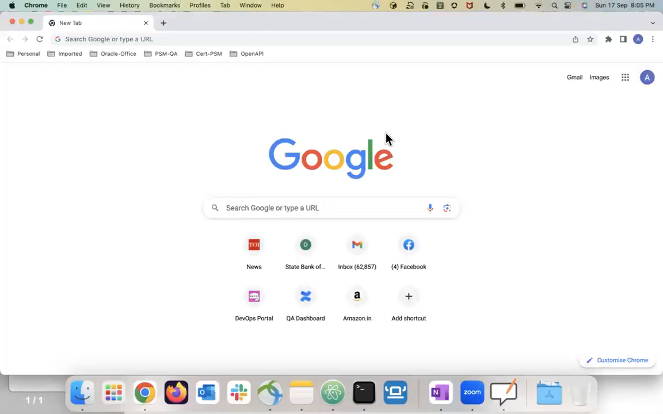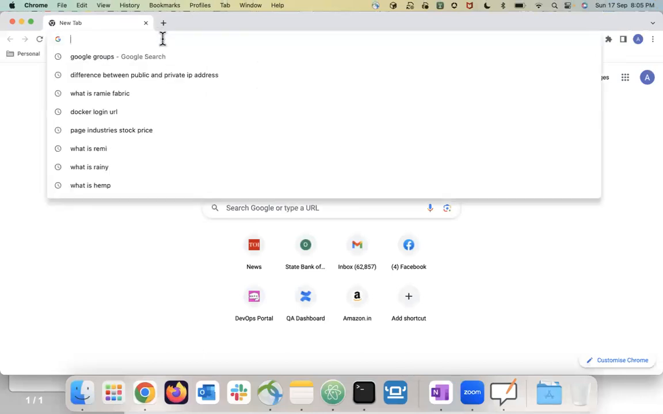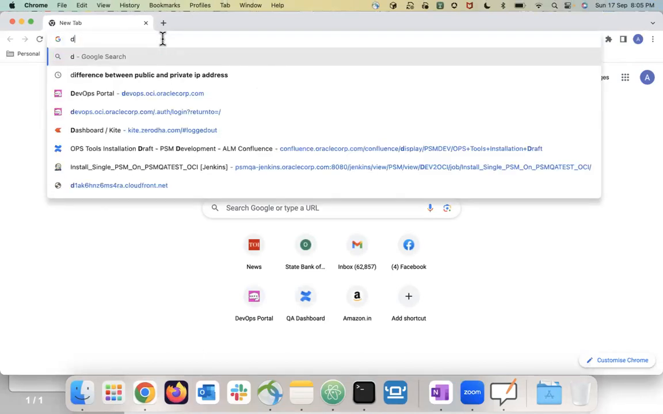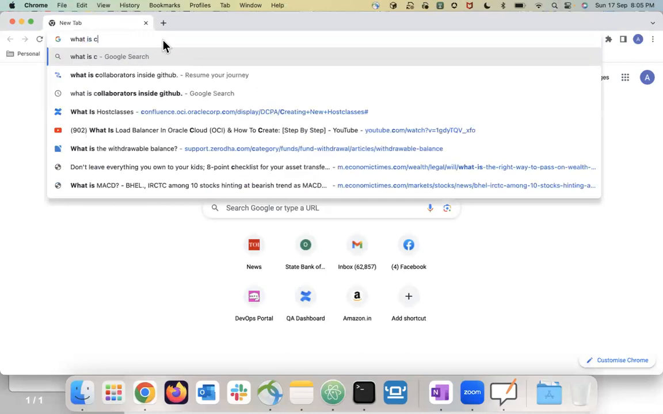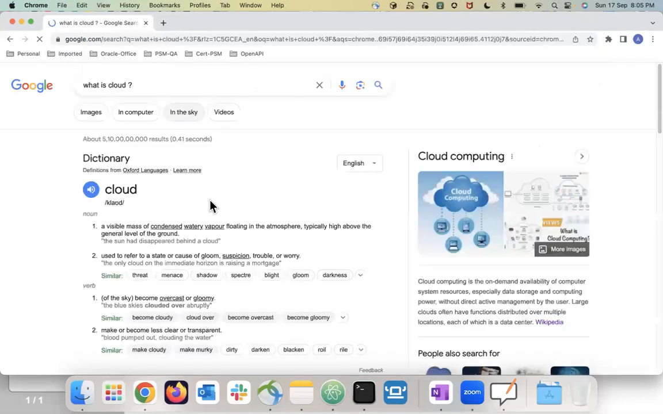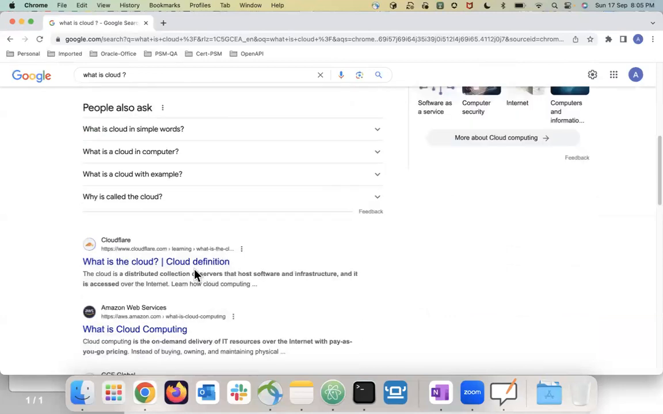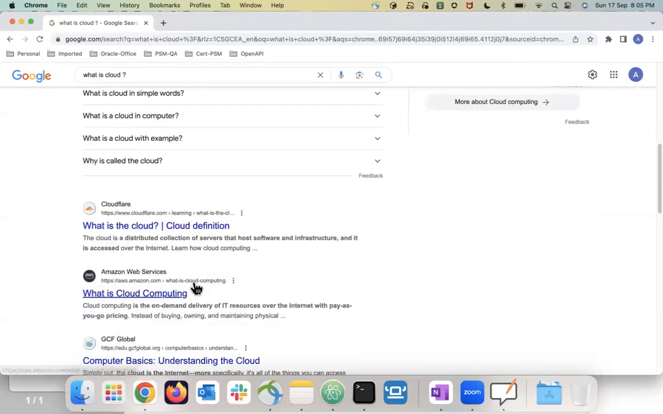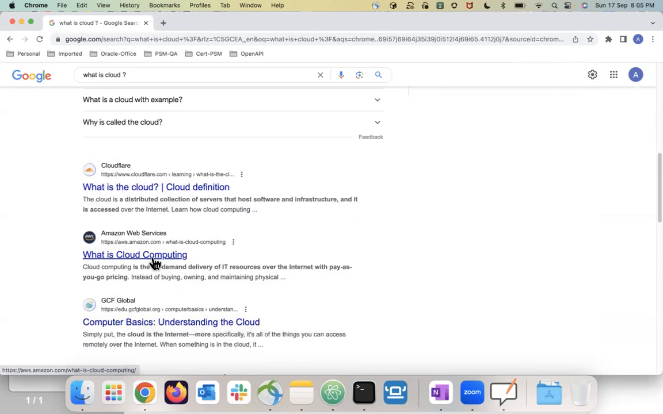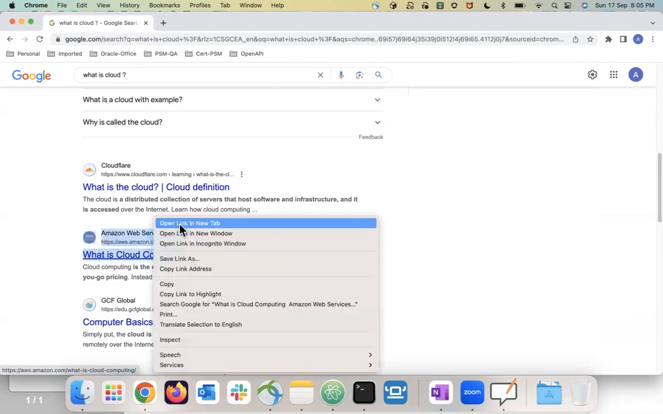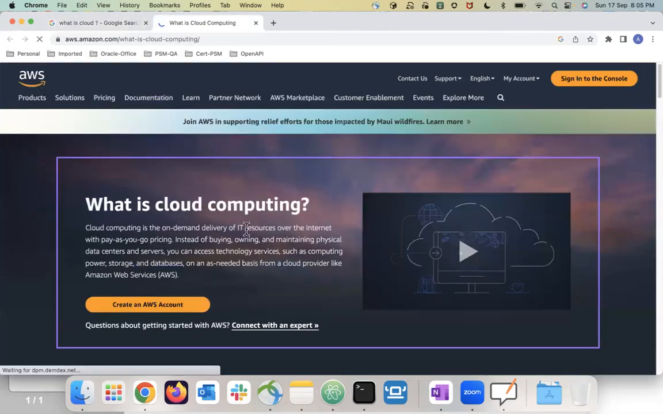Now if you go to Google and write what is cloud as a definition, you can see the definition. This is the definition from Wikipedia. And see what the cloud definition given by AWS is. AWS means Amazon Web Services, this is the full form. So now let's see the definition.